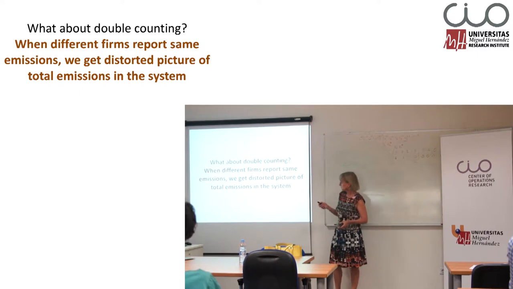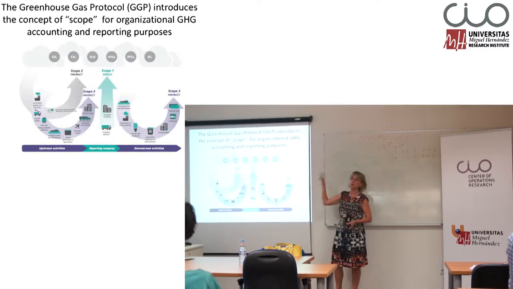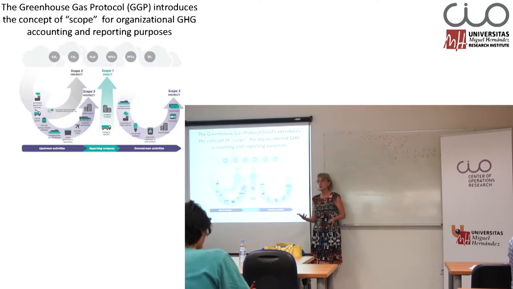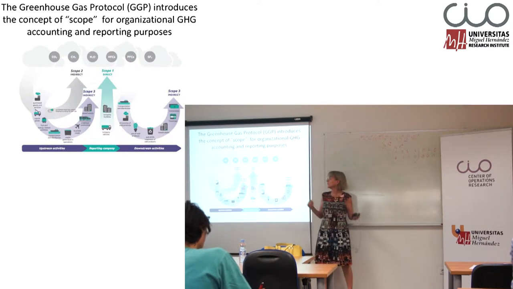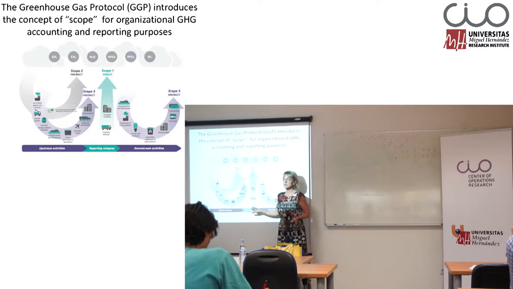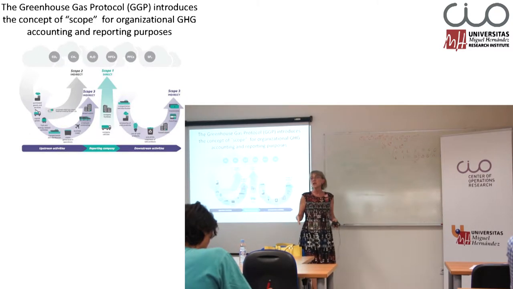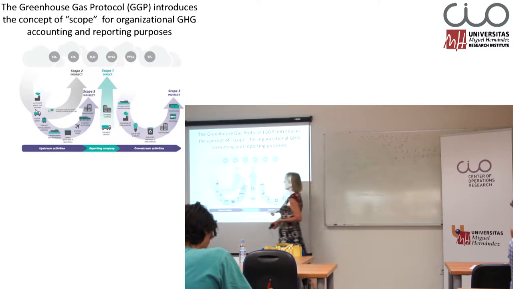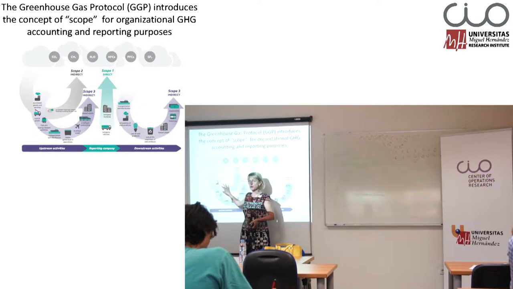So what the Greenhouse Gas Protocol is trying to do is to give some instructions, although this is not legally required in many communities, on how companies or individuals should report their emissions. They divide emissions into three scopes. Scope one is direct emissions. This is what your organization is responsible for directly, except the electricity that you purchase for your own use.